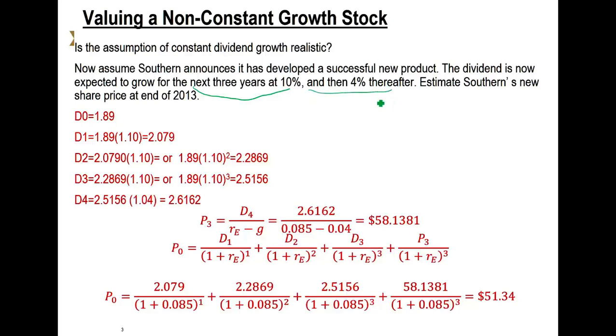So how to visualize this? We have now a situation where this is 2013. Time zero is 2013, the price in 2013. And we're assuming that for the next 3 years, G is going to be 10%. So we could call this G1. And after year 3, the growth rate, let's call this G sub 2, will be 4%.